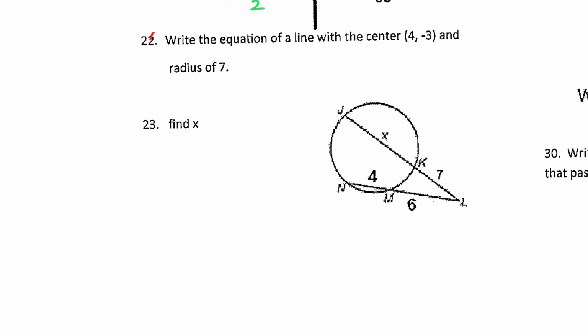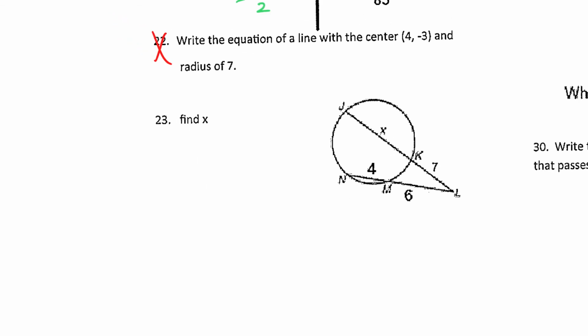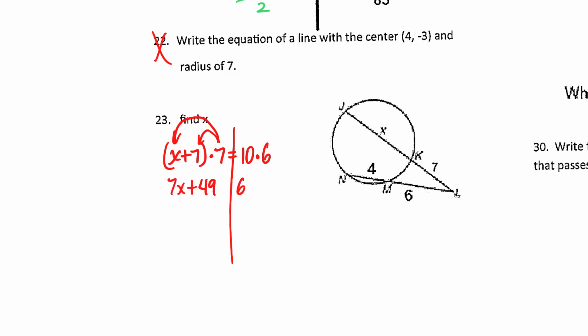Okay, told you to skip that. Number 23. All right, so how are we going to set this one up? Okay, x plus 7 times 7 equals, good, 6 plus 4. The whole thing, how long, just 6 plus 4 is what? 10. So 10 times 6. Okay, so when we distribute this 7, we're going to have 7x plus 49 equals 60. Subtract 49, 7x equals 11, divide by 7, and you're going to get a decimal like 1.57.